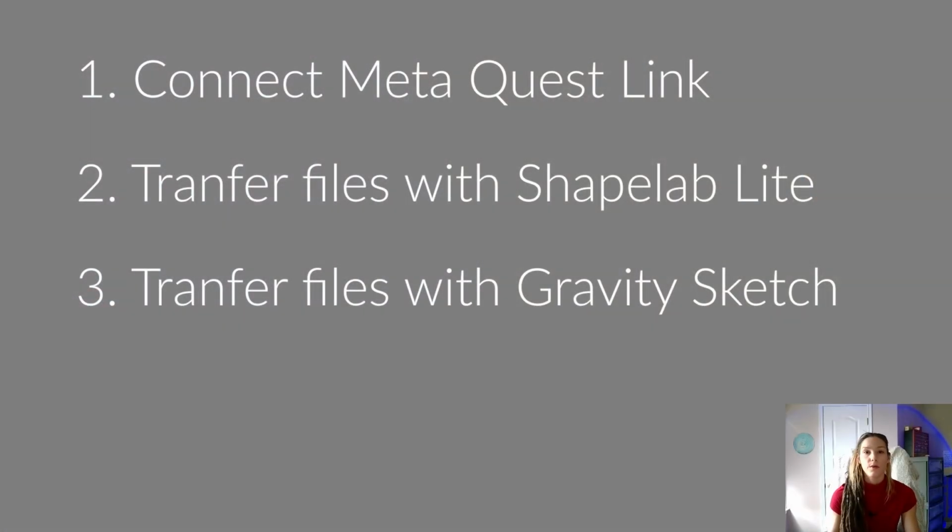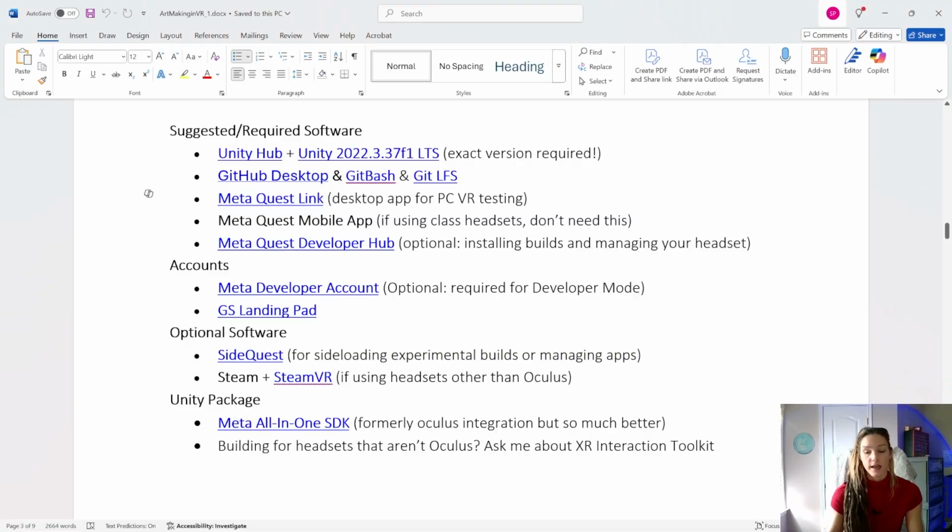In this video, we're going to talk about transferring files, and we're going to use Gravity Sketch and Shapelab Lite, sending files, whether that be images, OBJs, or whatever, and receiving them. The easier one is going to be Gravity Sketch because it's online, and the slightly more difficult, but not really that difficult one is Shapelab Lite because we just have to link the headset and find our exports folder.